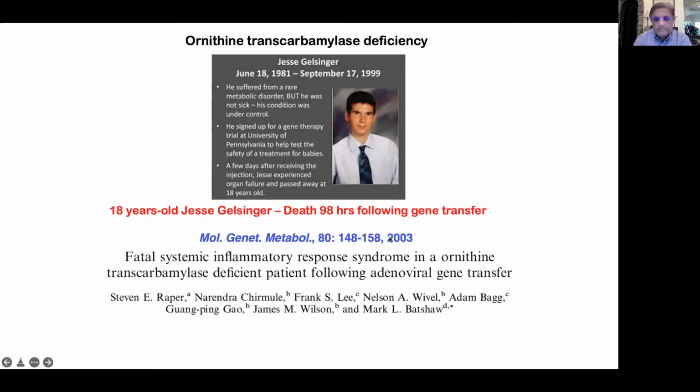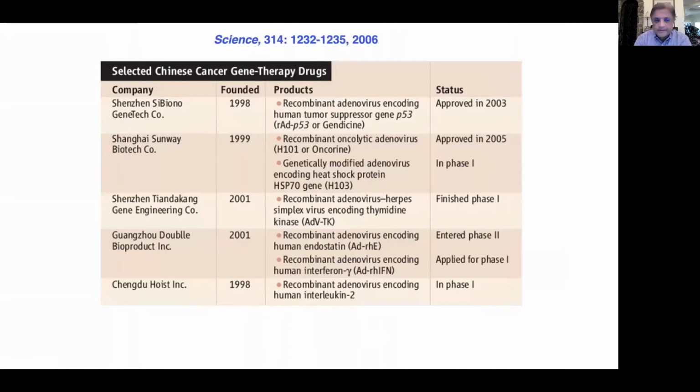And this paper was published by Dr. Wilson and his colleagues in 2003. It's a fatal systemic inflammatory response syndrome in an ornithine transcarbamylase deficient patient following adenoviral gene transfer. So adenoviruses were not safe.